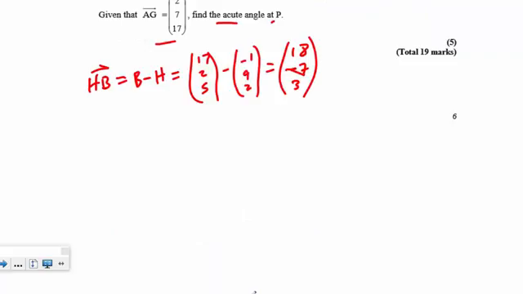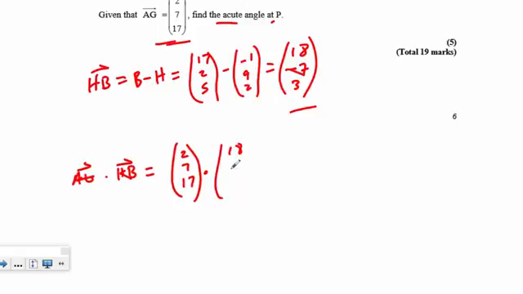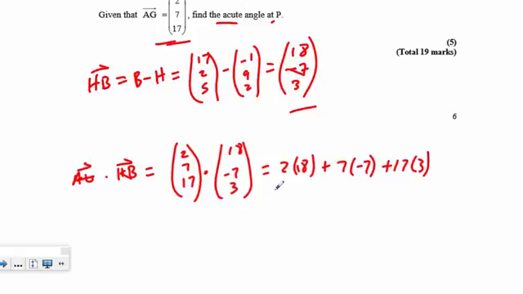Let me extend this page here, and let's go for it. So I need the dot product of this vector and this vector. So we'll say AG dot product with HB. It's going to be 2, 7, 17 dot product with 18, -7, and 3. So this is going to be 2 times 18 plus 7 times -7 plus 17 times 3. So 18 times 2 is 36, minus 49, and 17 times 3 is 51.